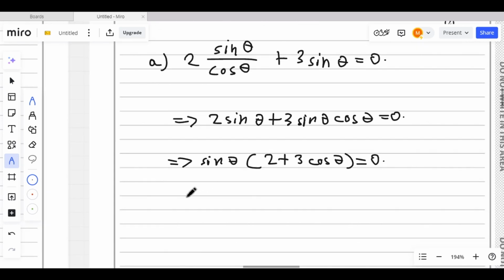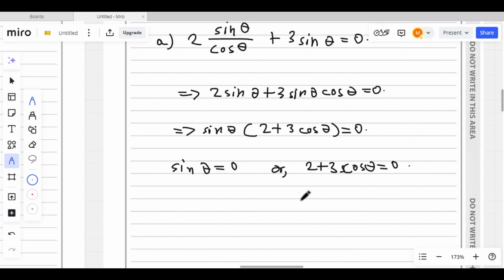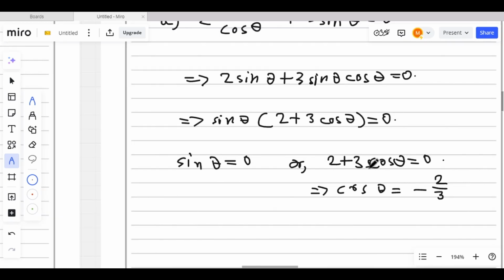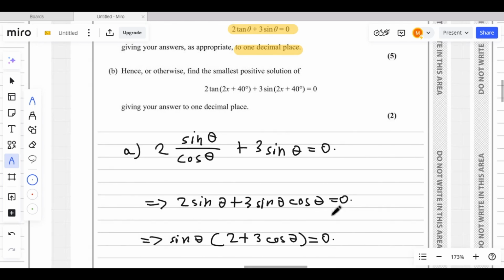So what we can write? Either sin theta equals 0 or 2 plus 3 cos theta equals 0. Okay. So make cos theta the subject from there. You will get cos theta equals negative 2 over 3. Now we will need to do our workings with the cast diagram.